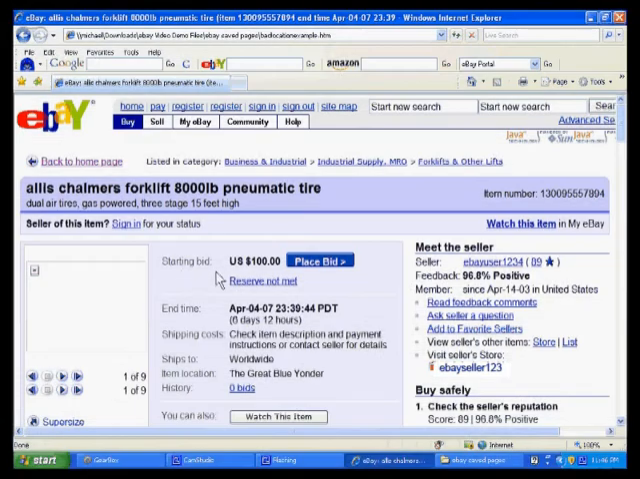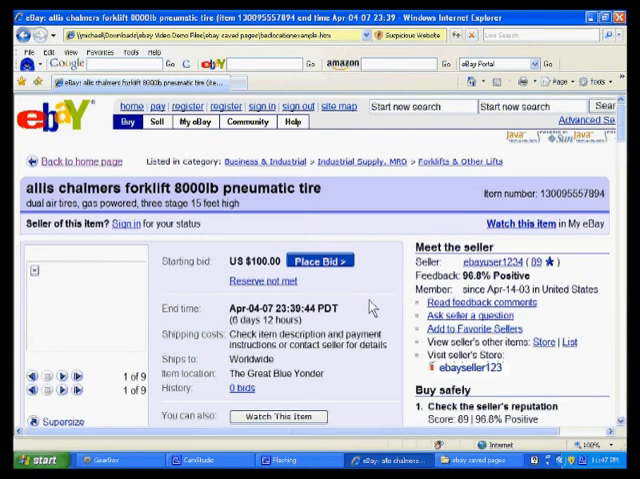This is another example of a bad auction. The person starts off bidding at $100 on an item that's very expensive, a forklift. But they also have a secret reserve price. The Don't Bid on It book explains why you should never use a reserve price with any auction, and why you should not bid on auctions that do have reserve prices. This user's feedback score is 96.8.